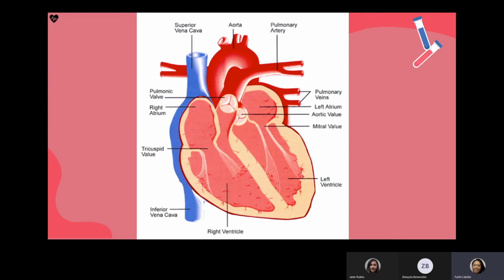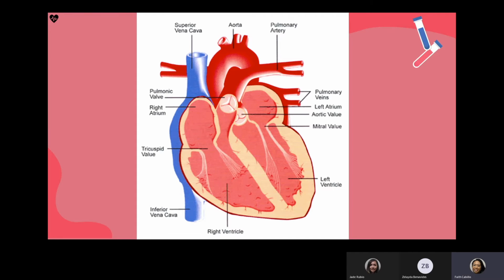I wanted to provide a simple heart diagram to help visualize where these heart valves are located. The tricuspid valve is located between the right atrium and the right ventricle. The pulmonary valve is located between the right ventricle and the pulmonary artery. The mitral valve is located between the left atrium and the left ventricle. Keep in mind that the mitral valve has only 2 flaps, whereas the tricuspid valve has 3 flaps.